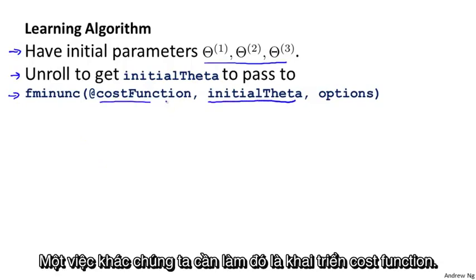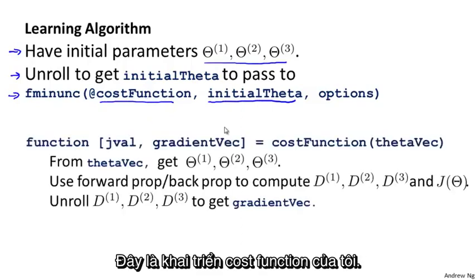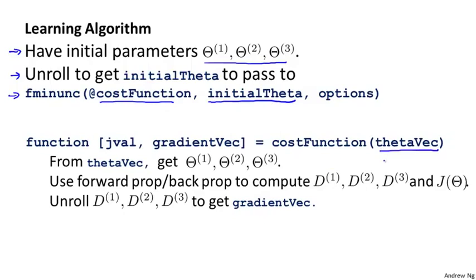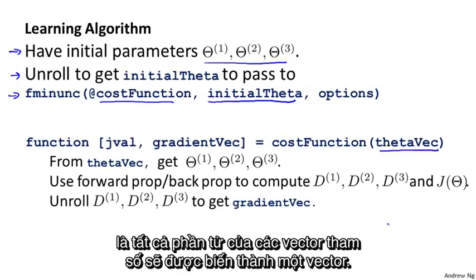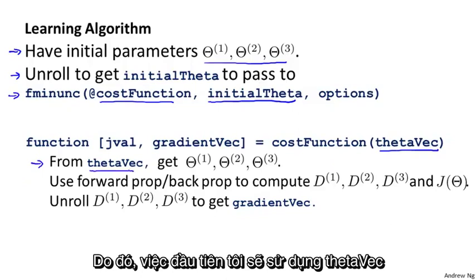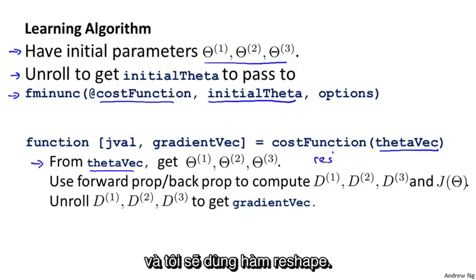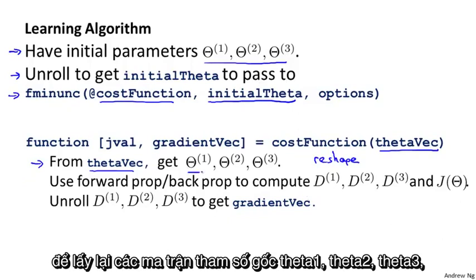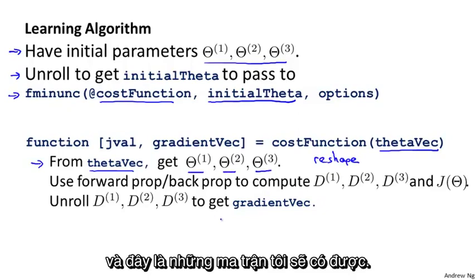The other thing we need to do is implement the cost function. Here's my implementation of the cost function. The cost function is going to be given as input thetaVec, which is going to be all of my parameters in a form that's been unrolled into a vector. So the first thing I'm going to do is use thetaVec and the reshape function, pulling out elements from thetaVec and using reshape to get back my original parameter matrices theta1, theta2, theta3. So these are going to be matrices that I'm going to get.